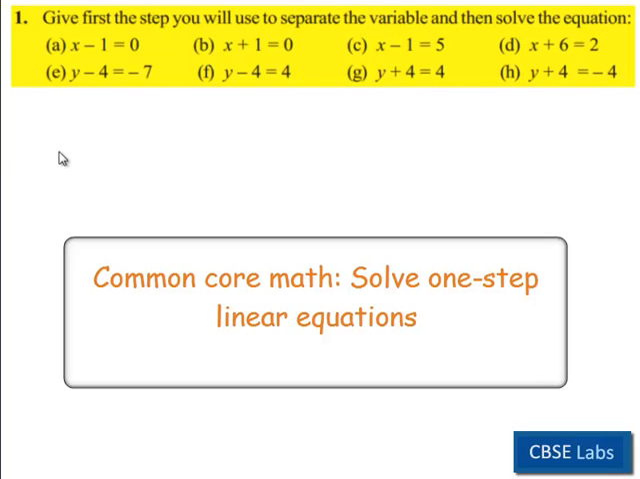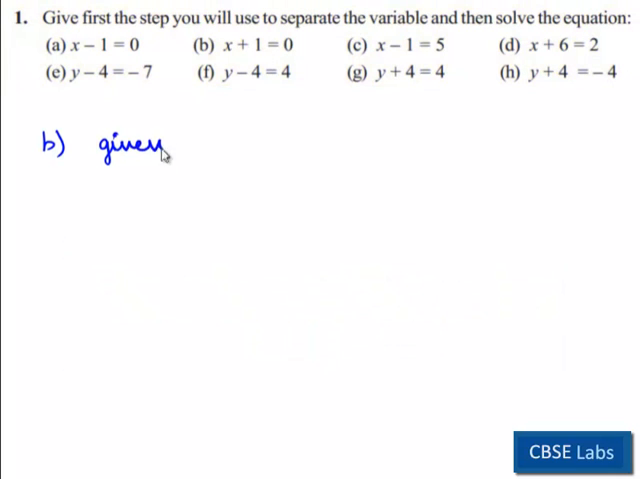Now we shall move on to the second bit. So the given equation is x plus 1 is equal to 0. Now to solve the equation, we need to separate the variable from the remaining part.